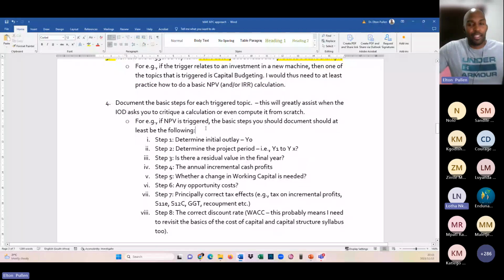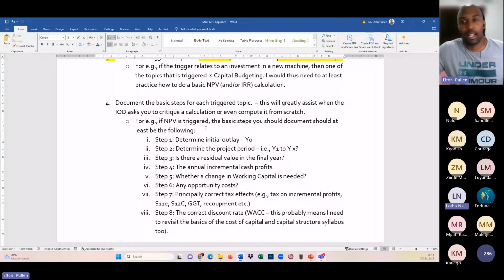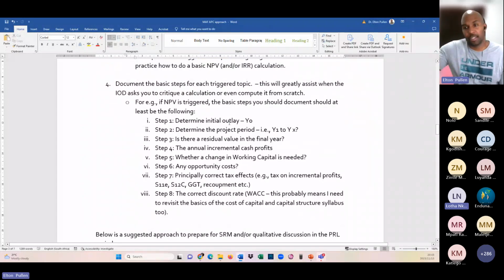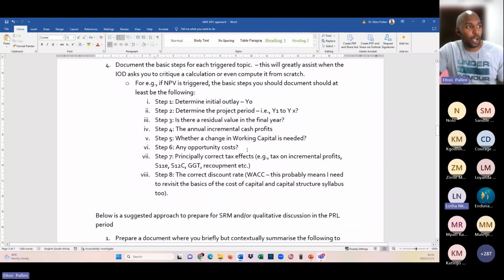Then step 4: now that I've refreshed and practiced the basic example, again just a suggestion, if it was me, I would document the basic steps on how to do that calculation. If it was an NPV, for example, that's triggered, this is just the basics. Typically step 1 of an NPV is to identify the initial outlay. You need to know how long the project is for. You need to know if you're going to sell this initial asset at the end of the project. You need to know if there are incremental profits. You need to know whether a change in working capital is needed. Is there any opportunity cost? Are the tax effects principally correct, like tax on the profits, CGT, etc.? And then you need to have a discount rate.